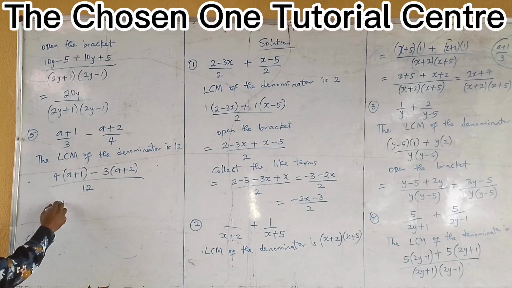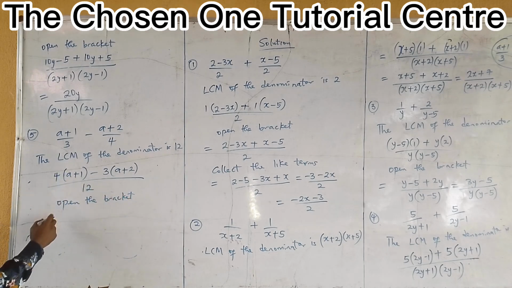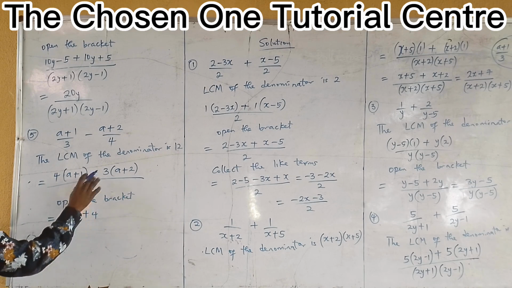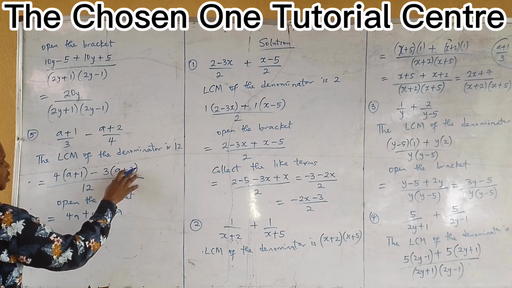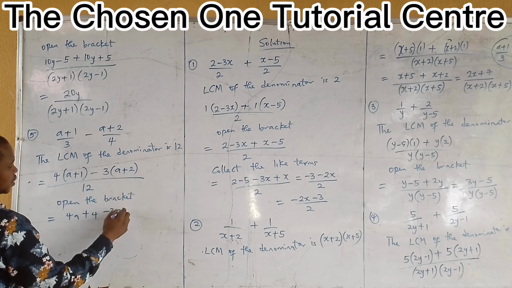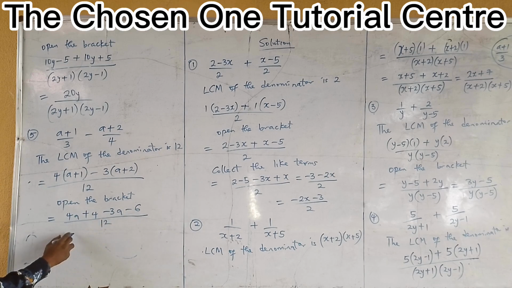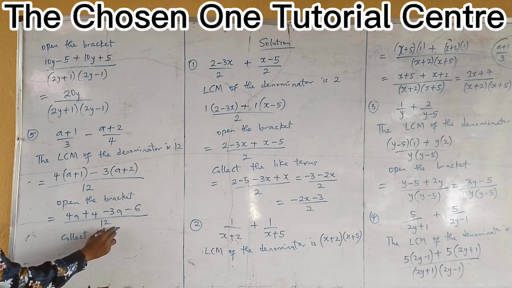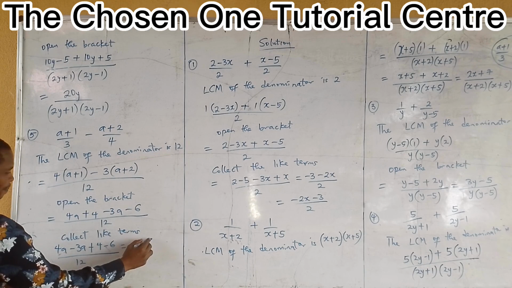Then we are going to open the bracket. When we open the bracket, we are going to have 4 times a, which will give us 4a. 4 times 1 will give us 4. Minus 3 times a will give us minus 3a. Minus 3 times plus 2. Minus times plus will give us minus. 3 times 2 will give us 6 over 12. Then we are going to collect like terms. When we collect like terms, we are going to have 4a minus 3a plus 4 minus 6 over 12. And our answer will be a minus 2 over 12.